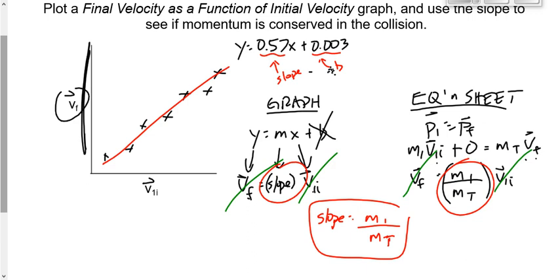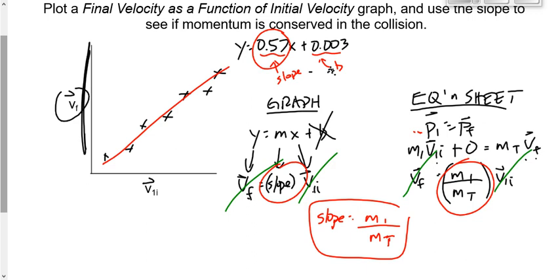When I divide M1 by MT, what should it equal? If I take the number M1 divided by MT, it should equal this number, right? It should equal the slope that I got from my graph. Does that make sense? Now, in order to get that, we assumed that PI is equal to PF. What were we trying to prove? That PI is equal to PF.